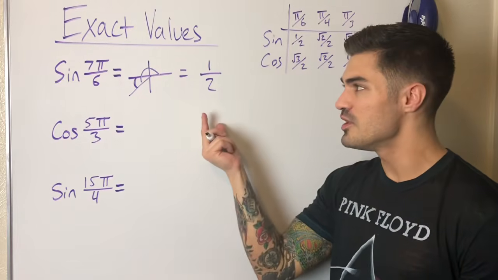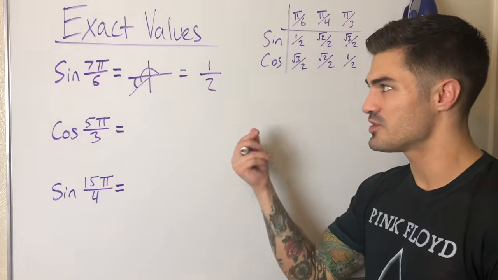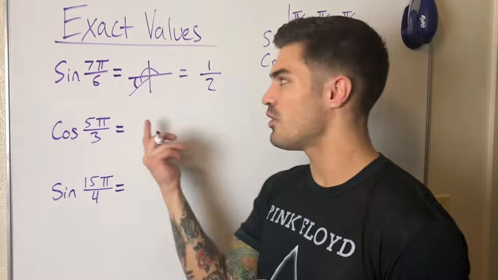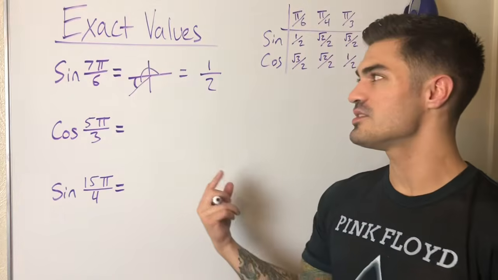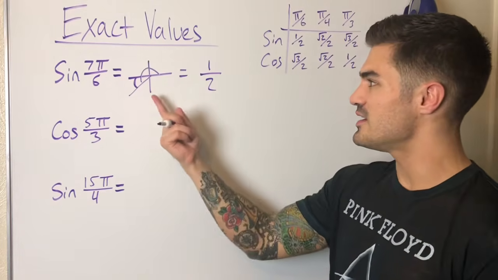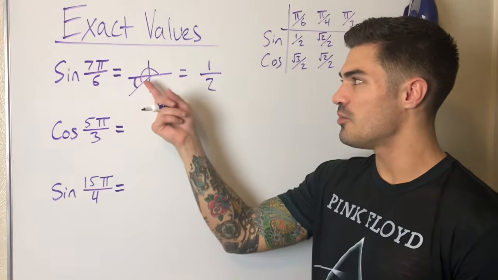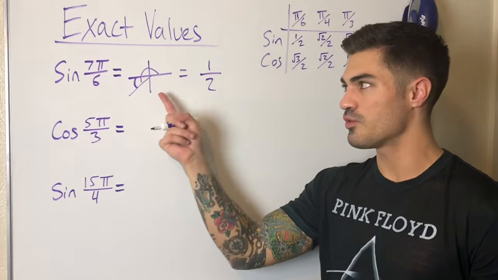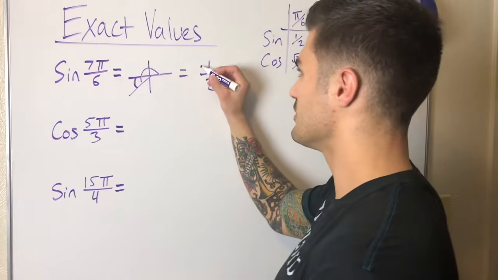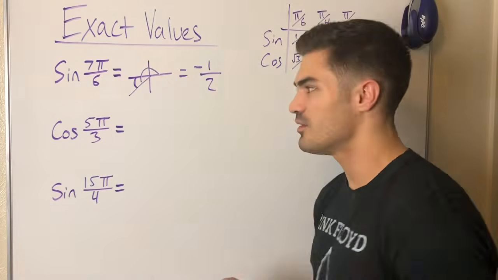It gives you the value, but you still may have to change the sign, positive or negative, depending on what quadrant it's in. Since we're in the third quadrant in this case, we know that sine is negative in the third quadrant, because sine is y over r, and all my y's in the third and fourth quadrant are negative, so sine will be negative. So I just throw a negative in front of here, and we are done.